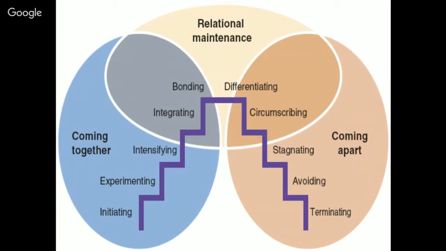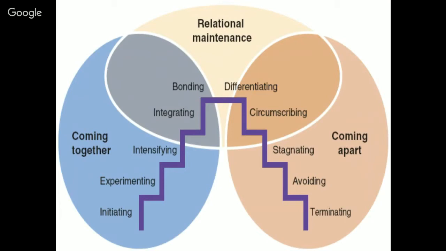There's steps that build towards, on the coming together side, the area circled relational maintenance. It's sort of the overlap, the Venn diagram of where we're maintaining a solid relationship. And on the coming apart side, there are stages that are kind of at the top of that coming apart staircase, indicating that they're not really as heavy or intense and leading to coming apart as ones that are further down the staircase, like the stagnating, avoiding, and eventually terminating.